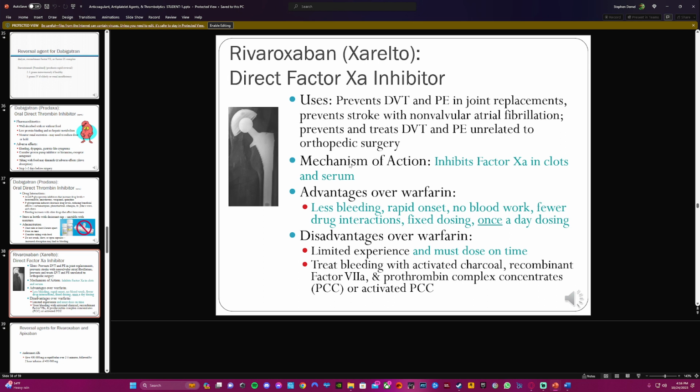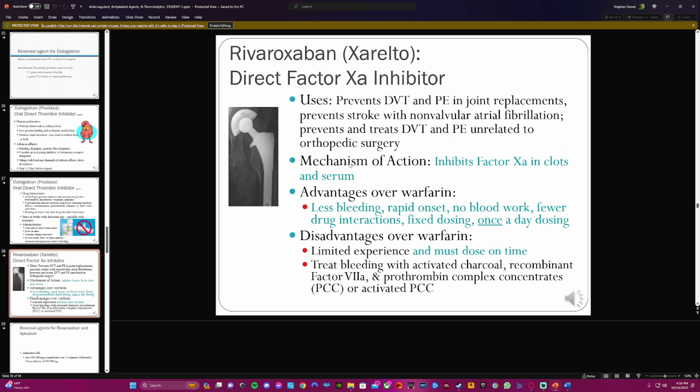Now we're moving on to rivaroxaban, direct factor XA inhibitor. The uses is it prevents DVT and pulmonary embolism in joint replacements, prevents stroke with non-valvular atrial fibrillation, and prevents and treats DVT and PE unrelated to orthopedic surgery.